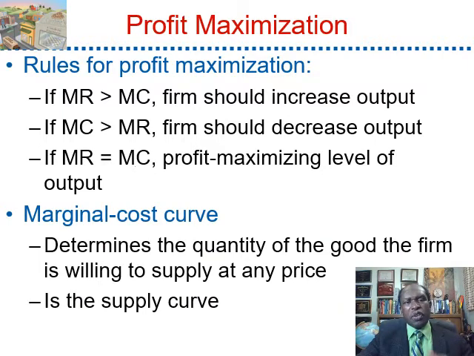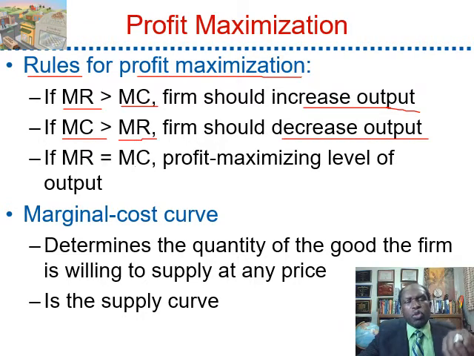To summarize Figure 1, let's talk about the rule for profit maximization. If marginal revenue is greater than marginal cost, the firm should increase output in order to maximize profit. If marginal cost is greater than marginal revenue, the firm should decrease output. Profit will be maximized whenever marginal revenue equals marginal cost, and you can find the profit-maximizing output.